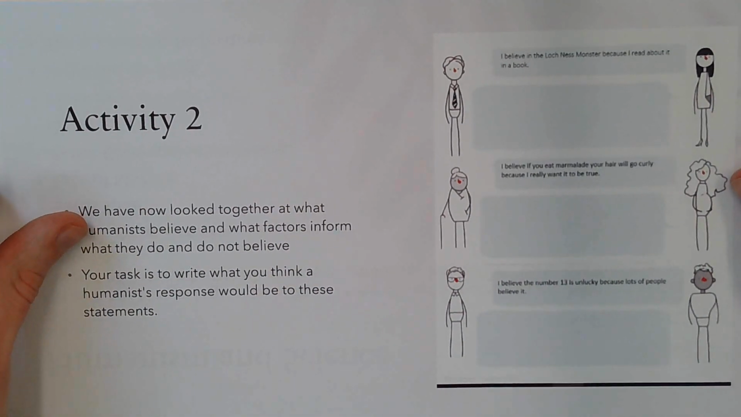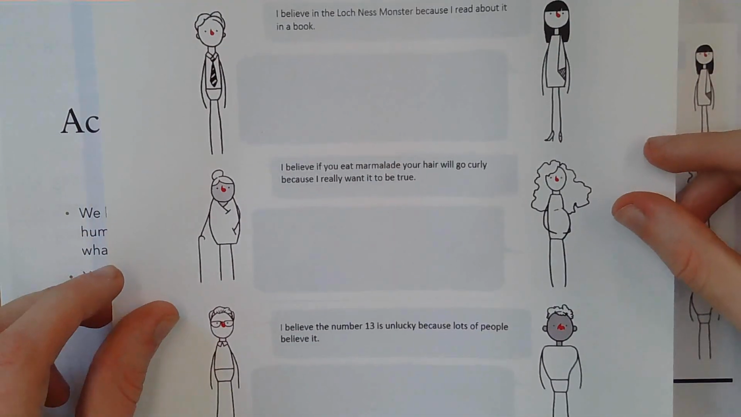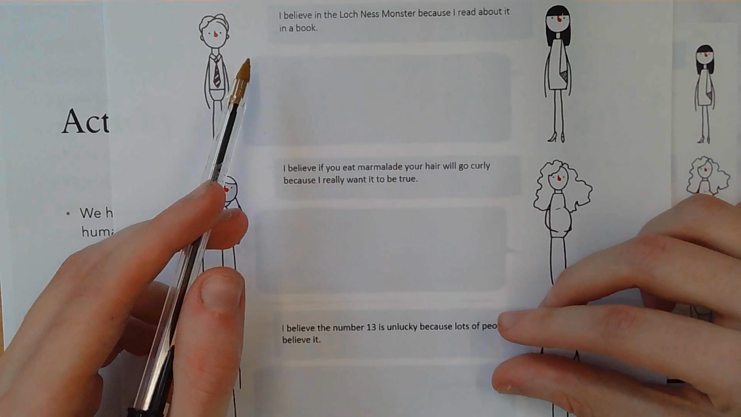So your second activity is going to be to look at these statements that are made, and you are going to write down how a humanist would respond to them. So we've now looked together what humanists believe and what factors inform what they do and do not believe. We've done an I, we, you on 3 statements. I did one, how a humanist would respond. We did one together and you did one. Now you're just going to write down answers to these 3 statements. So your task is to write what you think a humanist would respond to these. So we've already done it orally. So now you just need to write down your answers.